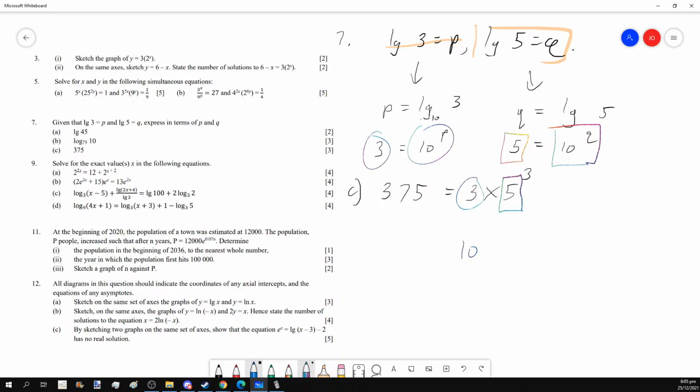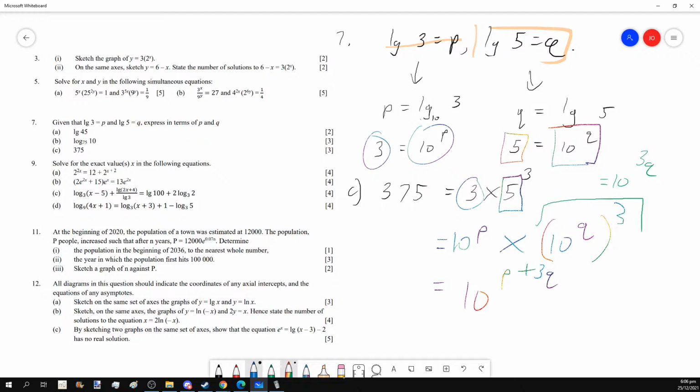So from here, we go on to get 10 to the power of p multiplied by, and then afterwards 10 to the power of q. Don't forget to include the power 3. From here, of course, 10 to the power of q, to the power of 3, will simply be equal to 10 to the power of 3q. And therefore, we have 10 to the power of p times 10 to the power of 3q. In other words, 10 to the power of p plus 3q. And this entire thing will be your final answer. And we are done.